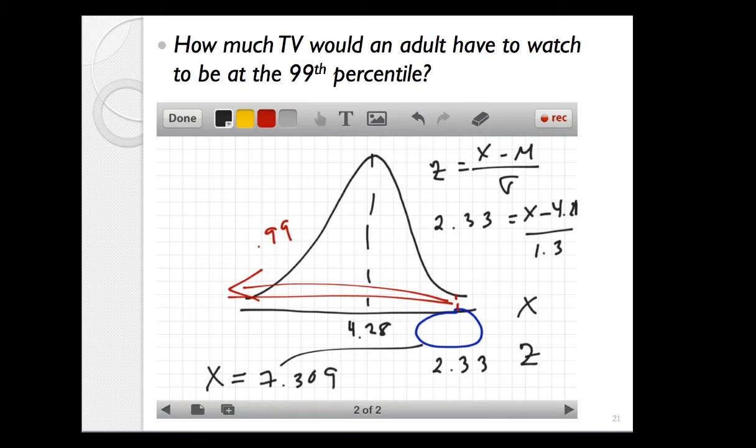All right, and that's the answer to the problem, that someone at the 99th percentile is watching about 7 1/3 hours of TV a day, which is, even by today's standards, quite a bit. And that, again, the data set was from 1995.